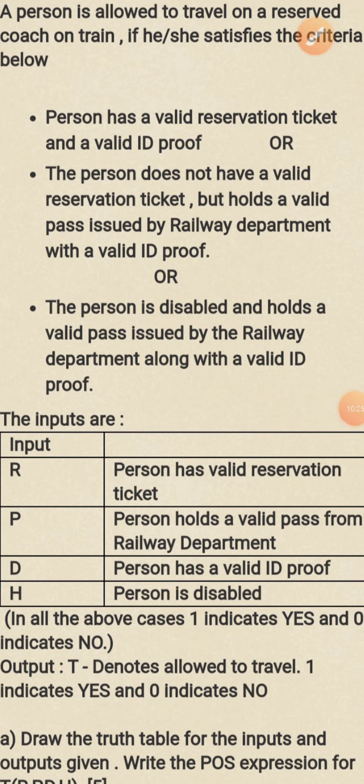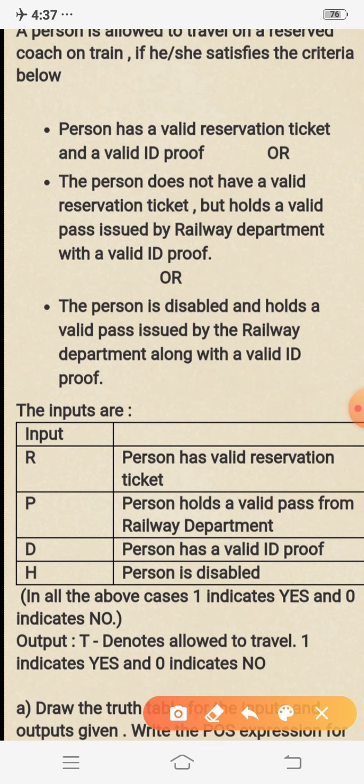Now one more question is here, based on K-map language form. A person is allowed to travel on a reserved coach on train if he or she satisfied the criteria. First criteria is a person has a valid reservation ticket. This is the first condition, part of the first condition, and a valid ID proof.